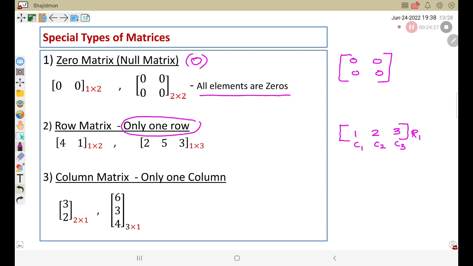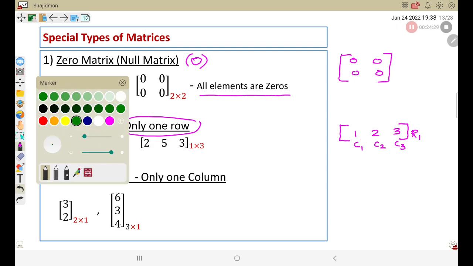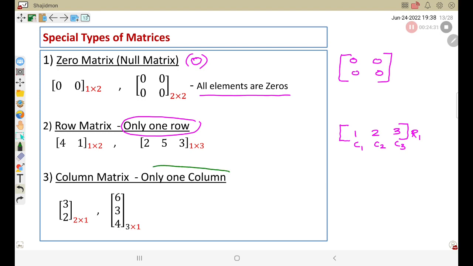Now, third one is column matrix. What is the meaning of column matrix? Column matrix means a matrix having only one column. Only one column means it is like this. See, only column number 1. So, for example, numbers are 1, 2, 3 like this.